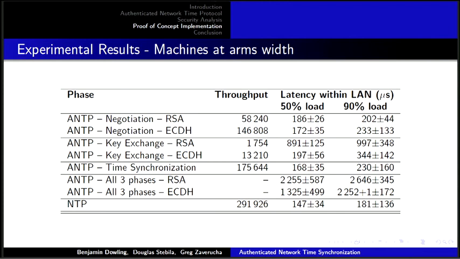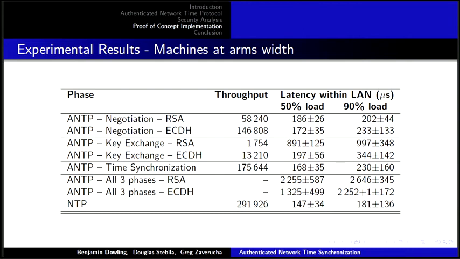And here are our experimental results. I won't go through all the details here, but the most salient comparison is the throughput of the time synchronization phase of ANTP versus standard NTP. In the first column, the throughput is measured in messages per second, and we can see that typically ANTP could handle on our server machines about 175K messages per second versus NTP, which gives us about 291K messages per second, which we argue isn't significant enough to preclude deployment of ANTP.